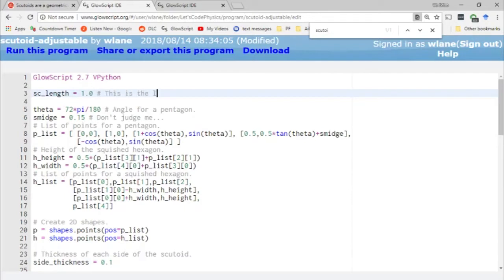So this is the length of the scutoid along its prism. There we go. Or prism axis. Is that what you call it? Maybe? I don't know. All right.